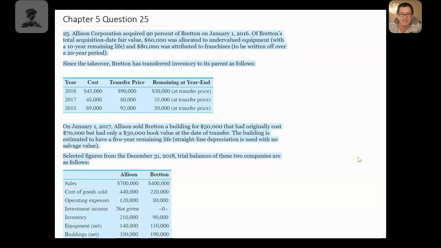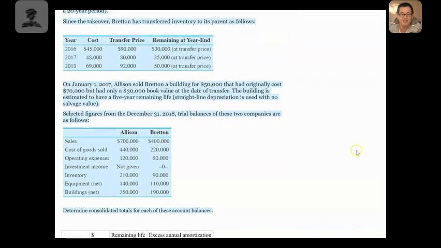Question 25. Please read the question by yourself. Now I'm going to go directly to the questions. The question is asking for the consolidated totals for each of the account balances over here.